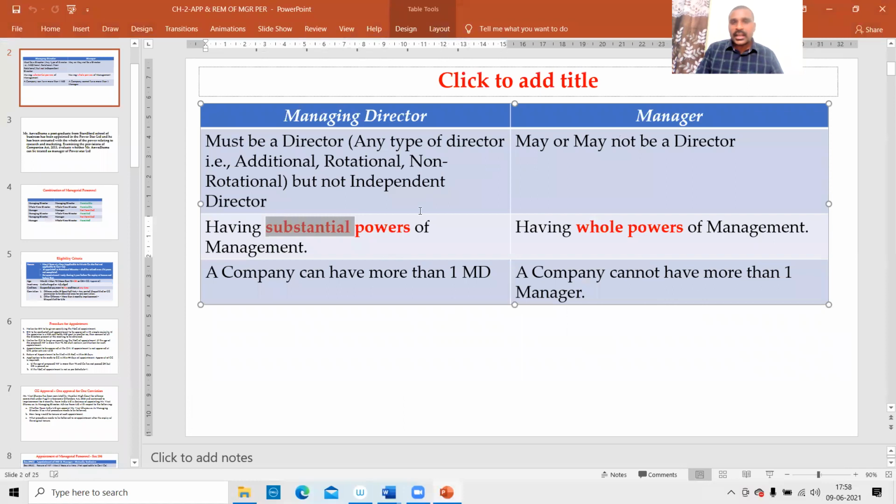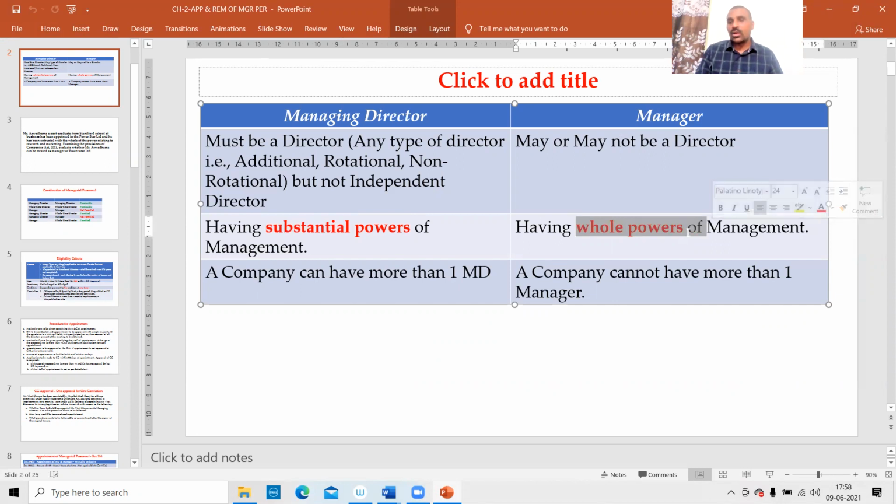So a managing director has substantial powers, whereas a manager has substantial or whole of the powers of the management. Okay, whole powers are substantially the whole of the powers.